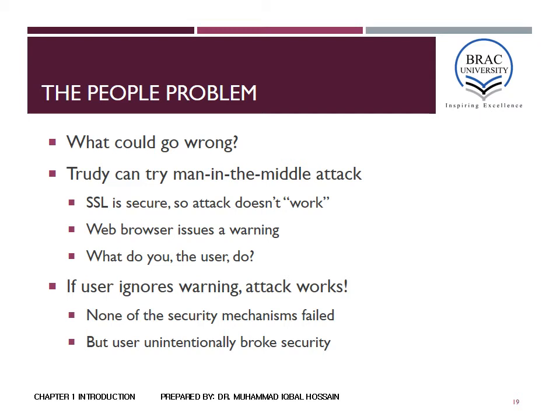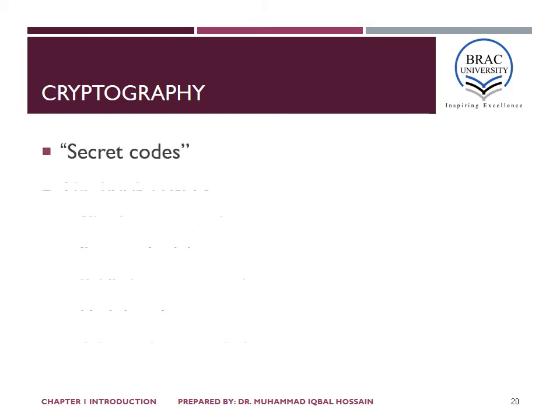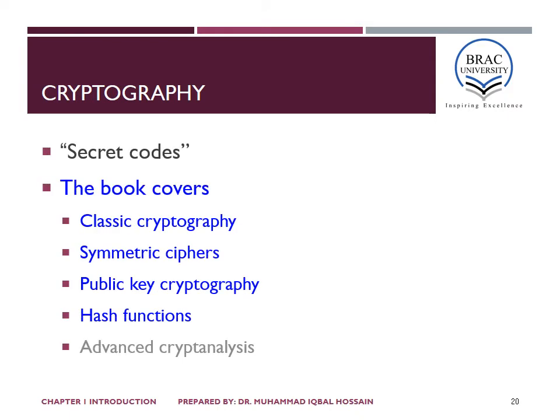Trudy can try a man-in-the-middle attack. SSL is secure, so the attack doesn't work. The web browser issues a warning. What does the user do? If the user ignores the warning, the attack works. None of the security mechanisms failed, but the user unintentionally broke the security. So this is the people problem. Users or clients don't have proper training on how to use this system, so they might ignore security concerns. So mainly we'll discuss this.